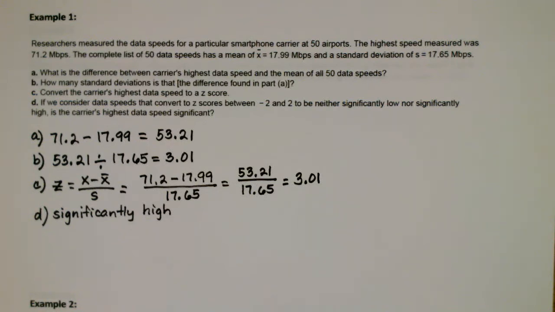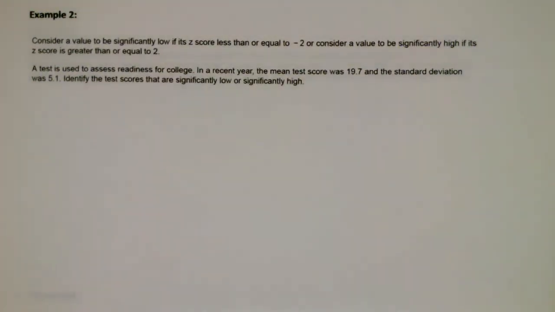Okay. So that's how we answer example 1. All right, now example 2. Consider a value to be significantly low if its z-score is less than or equal to -2, or significantly high if its z-score is greater than or equal to +2. A test is used to assess readiness for college in a recent year. The mean test score was 19.7 and the standard deviation was 5.1. Identify the test scores that are significantly low or significantly high.